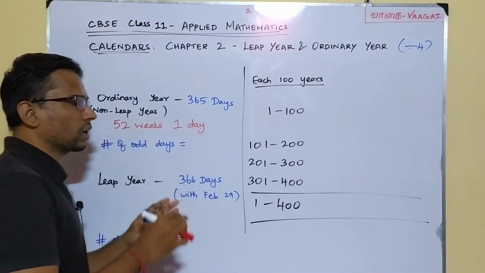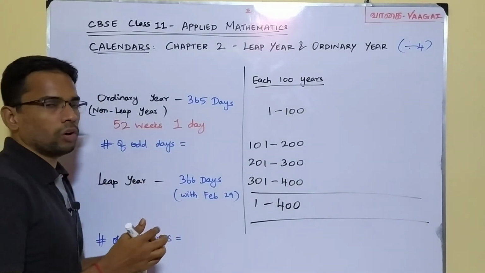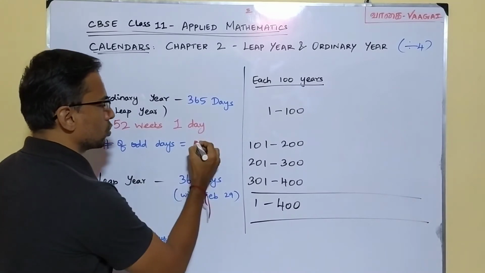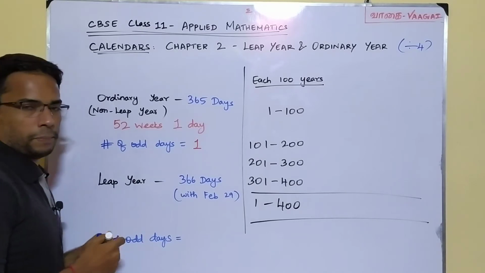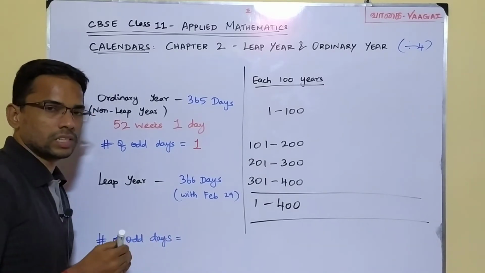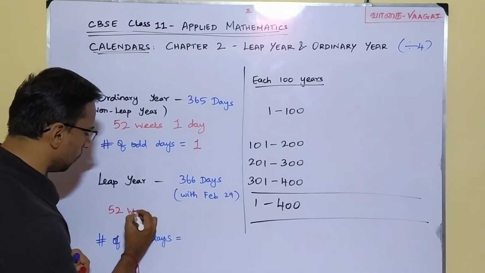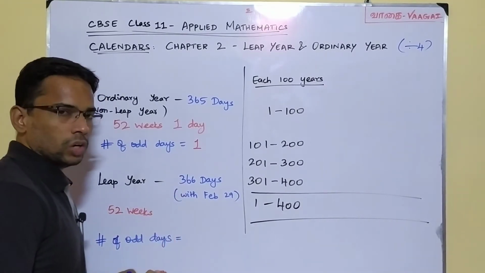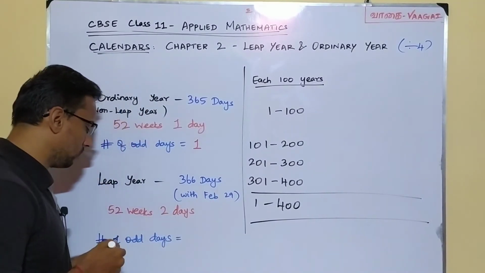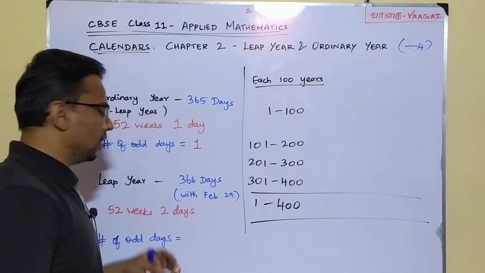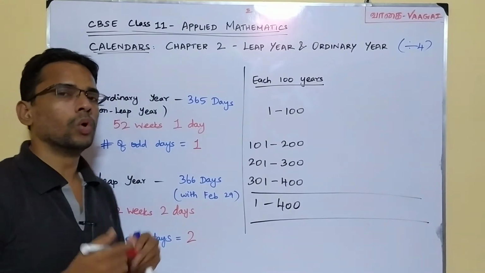From this itself, you can easily say that for an ordinary year, the number of odd days is this extra 1 day. So the number of odd days is 1. Same way, coming to the leap year, here you have 366 days. For a leap year, you can again form 52 complete weeks along with 2 extra days. So the number of odd days for a leap year is 2.